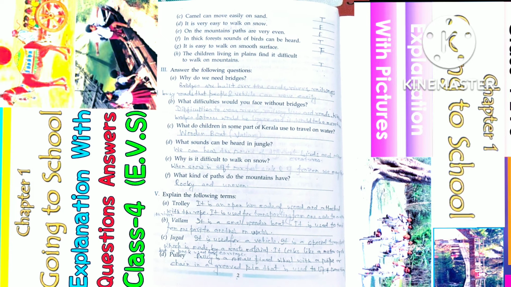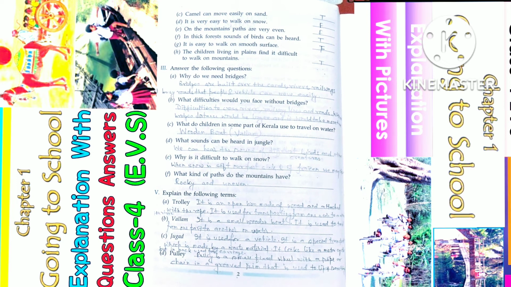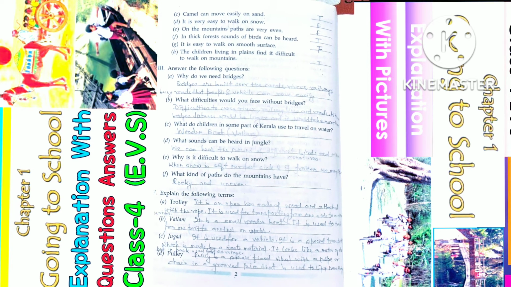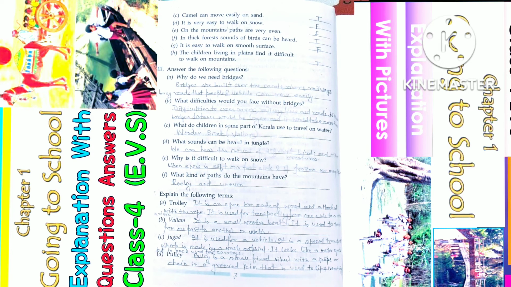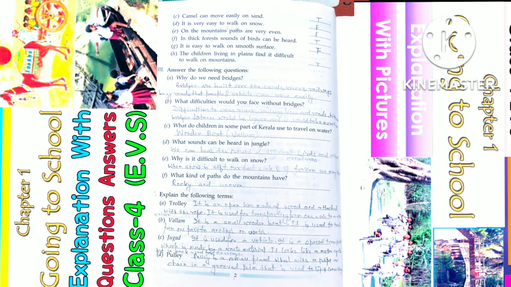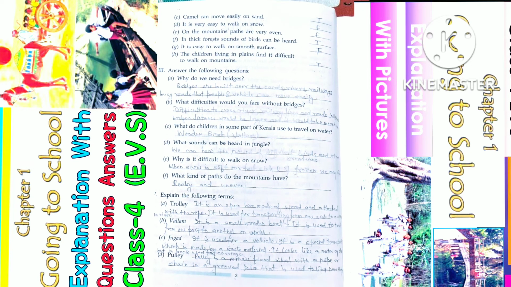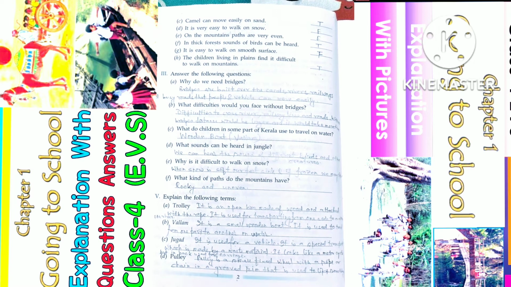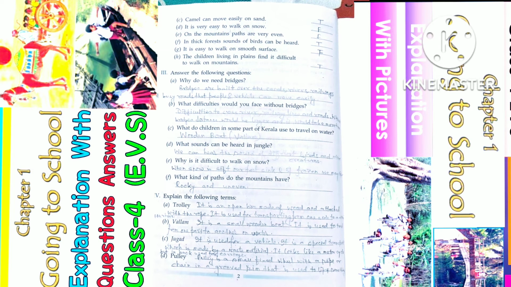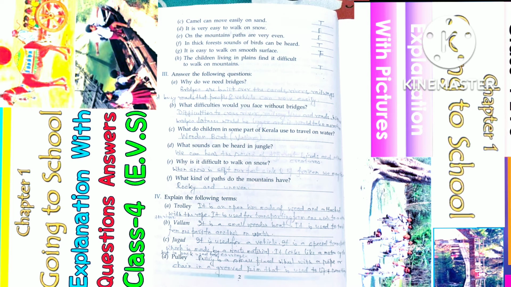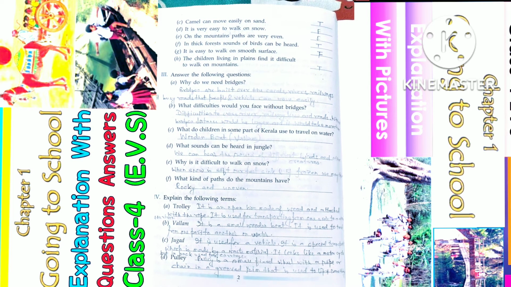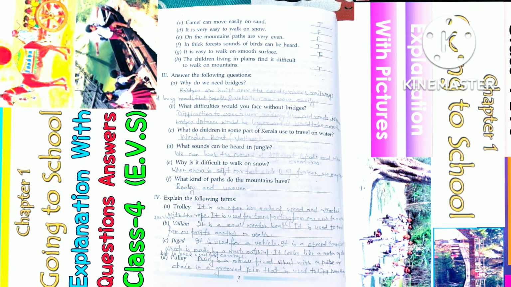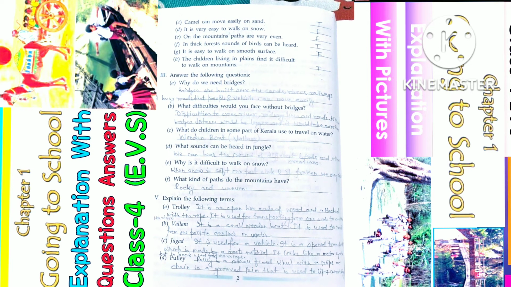It is very easy to walk on snow. False, because we cannot walk so easily on snow. E. On the mountains, paths are very even. False. In the thick forest, the sound of birds can be heard. Yes, absolutely right. The sound of birds can be heard in the forest. True. It is easy to walk on a smooth surface. It's false. H. The children living in plains find it difficult to walk in mountains.